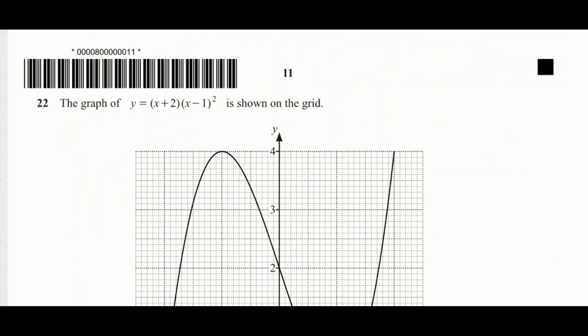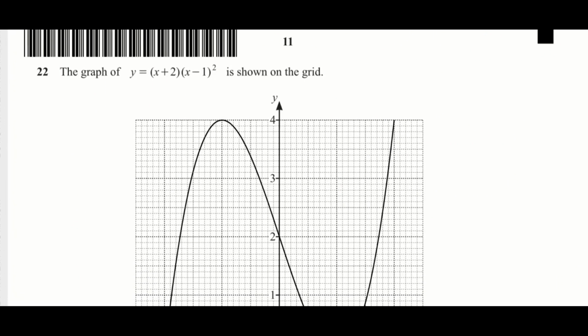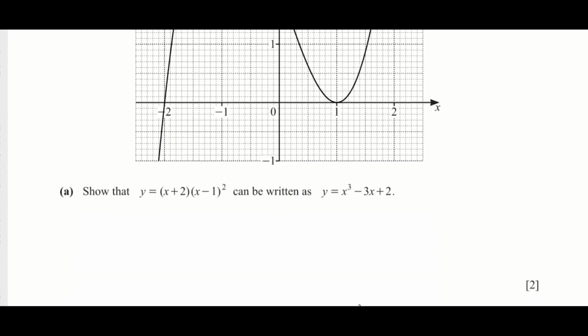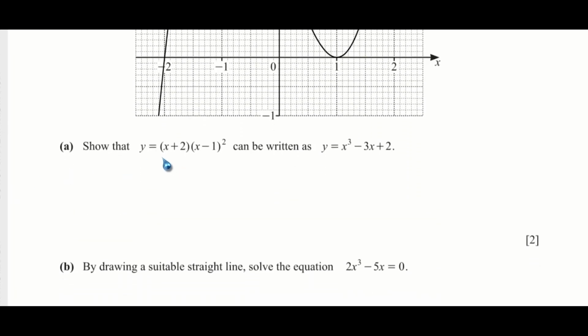We are getting there. Question 22. The graph of y equals this is shown on the grid. Show that this graph can be written as this. So what you need to do, we have y equals x plus 2 times x minus 1 twice. So we can now expand this.